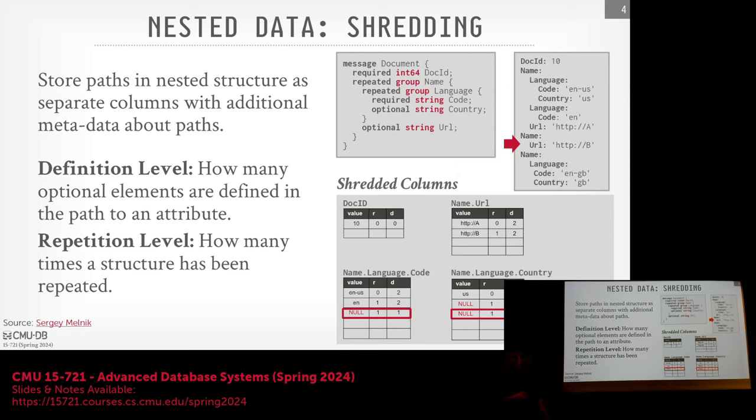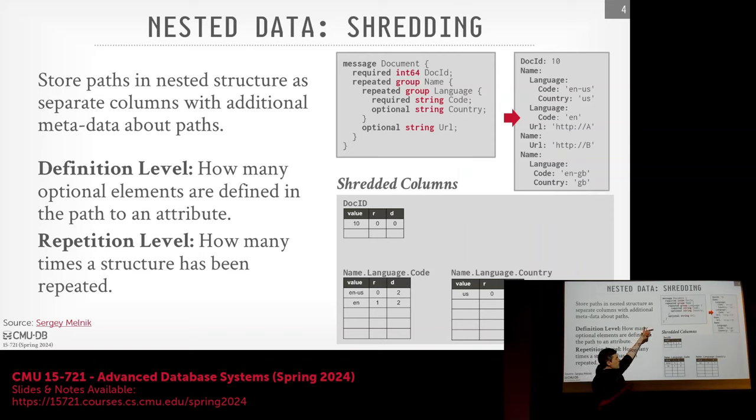Yes? So under language, you have code and country. Code, you said, has a definition level of two. But I don't understand why country would have a definition level of three when they're at the same hierarchical level. The question is, why is code, go back here, why is the arrow not lining up? PowerPoint was being stupid. So in this case here, I add English US. The definition for the path is two. But then when I add the country, the definition path is three. As he said, the code is required. The country is optional.